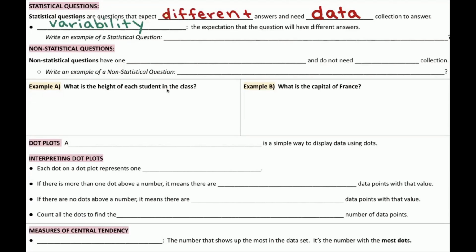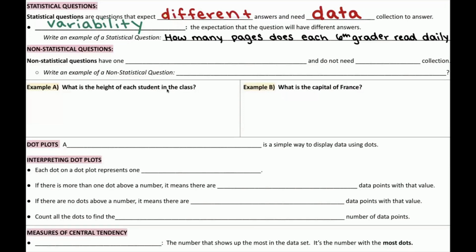So I'm going to write an example of a statistical question. I want you to come up with your own example. Remember, we're asking a question where we're going to have multiple answers and where the answers are going to be different. My example of a statistical question is, how many pages does each 6th grader read daily? Okay, so we're talking about each 6th grader, and we can expect that not all 6th graders are going to read the same amount, so we're going to get different data. Now I want you to come up with your own statistical question.